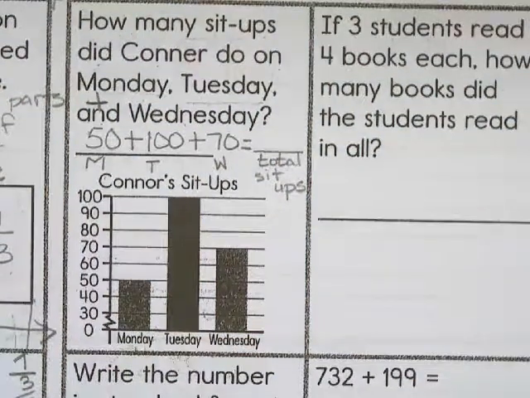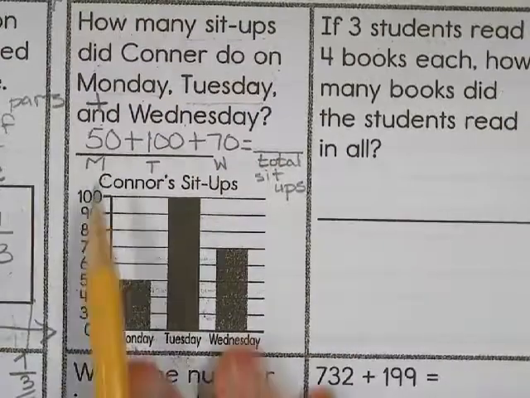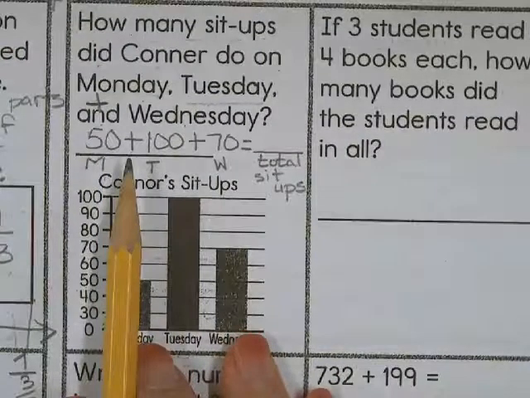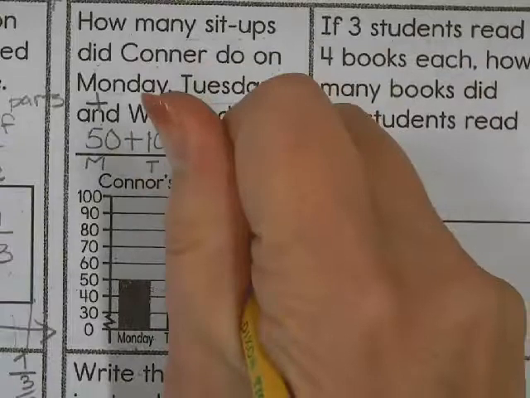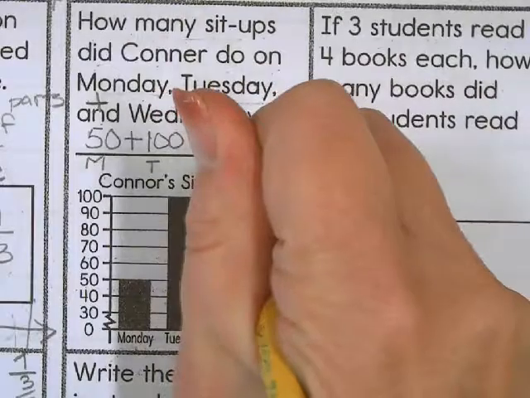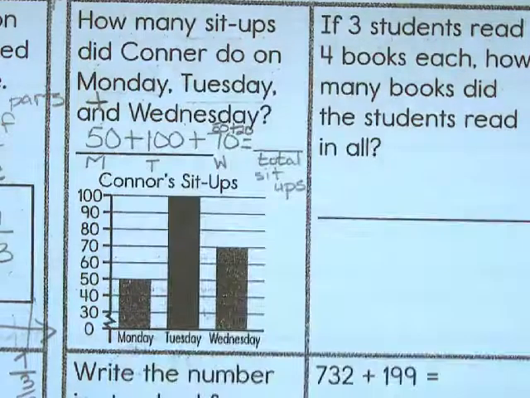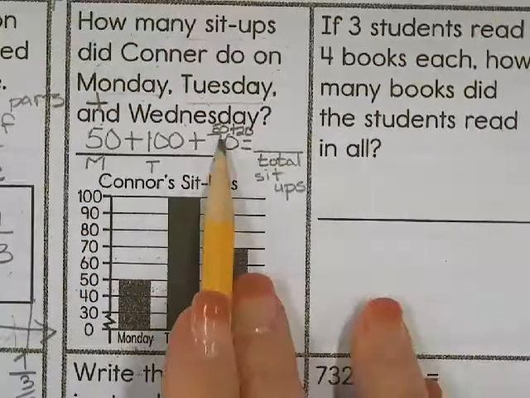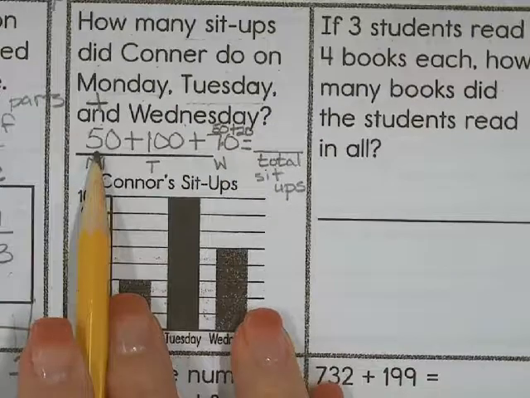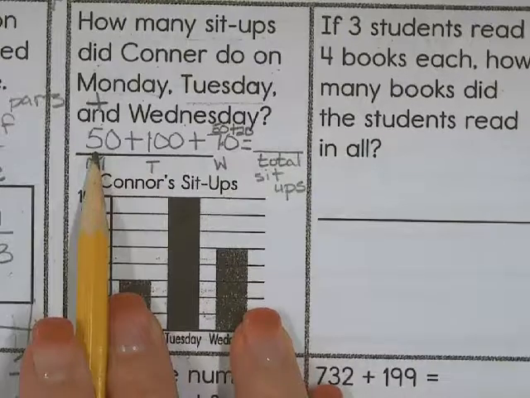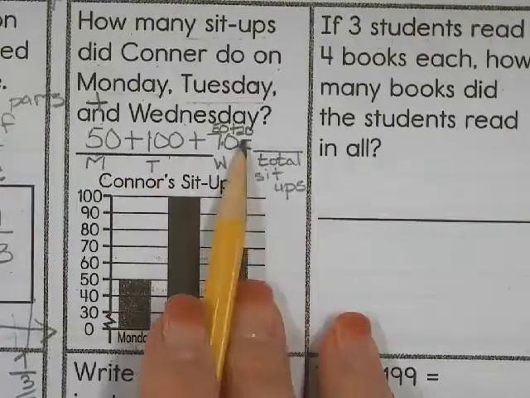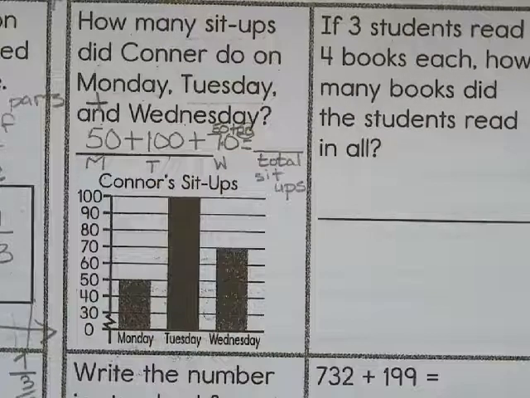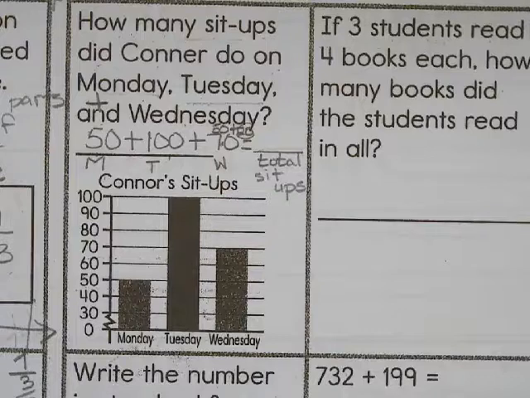His total sit-ups. So if I think about how to start breaking this up to make it easier to add mentally, I could say that 70 is the same as 50 plus 20. And if I take this 50 and add it to this 50 here, that would make 100. Then I could add it to this 100, which would make 200. And then I could add in the 20 more that would help me make 220.